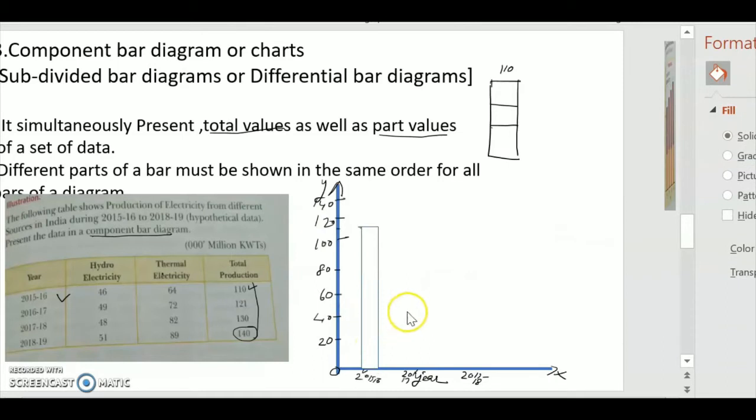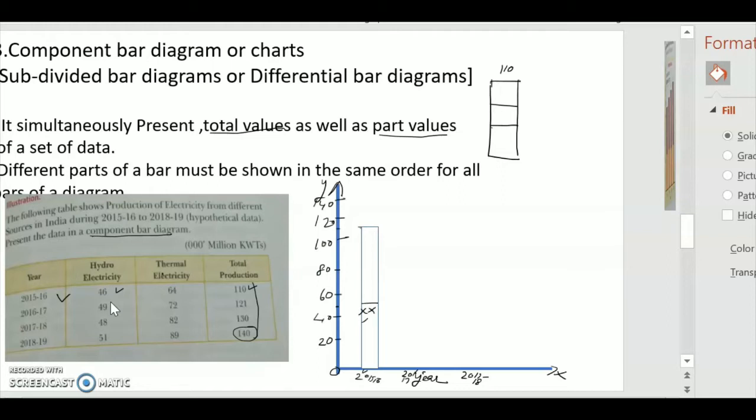Now we have to divide this bar into components. How many components are there? Only two: one is hydroelectricity, the other is thermal electricity. First we take hydroelectricity. How much hydroelectricity is India producing in total production? It is producing 46,000 million kilowatts, that is 46. So from the y-axis we first find where 46 is. Here it will come, 46.